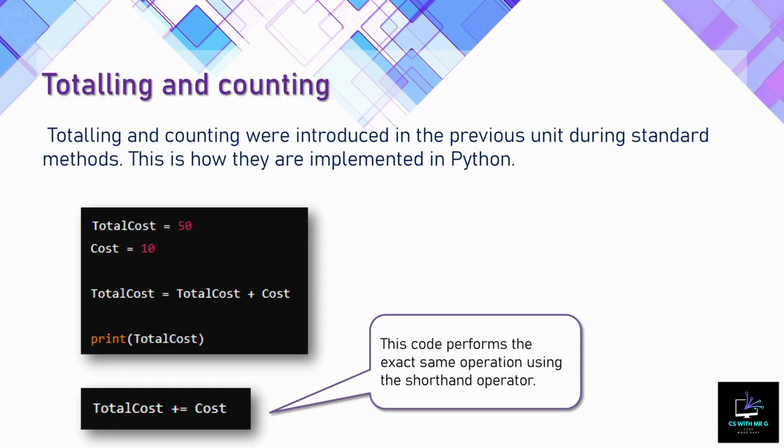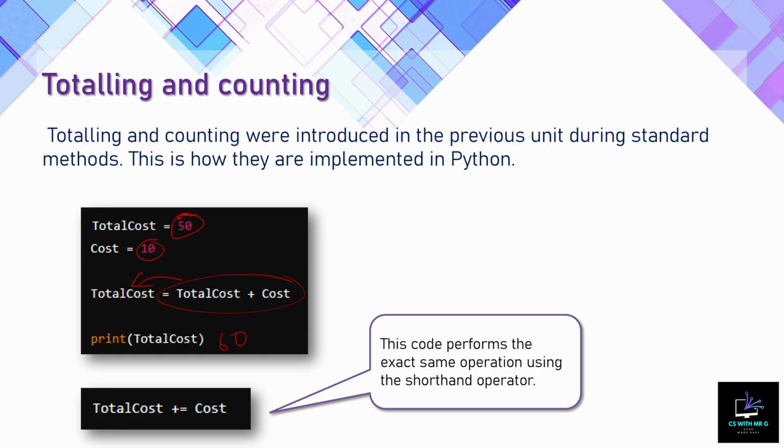So first of all, totaling and counting, like I've mentioned, has been covered many times in the course so far. And as just a reminder, the purpose of totaling is to produce a sum of numbers that may exist in your program. So in our example here, we've got two variables called total cost, which contains 50, and cost, which equals 10. Adding them together and storing them in the total cost variable would simply print out the number 60.